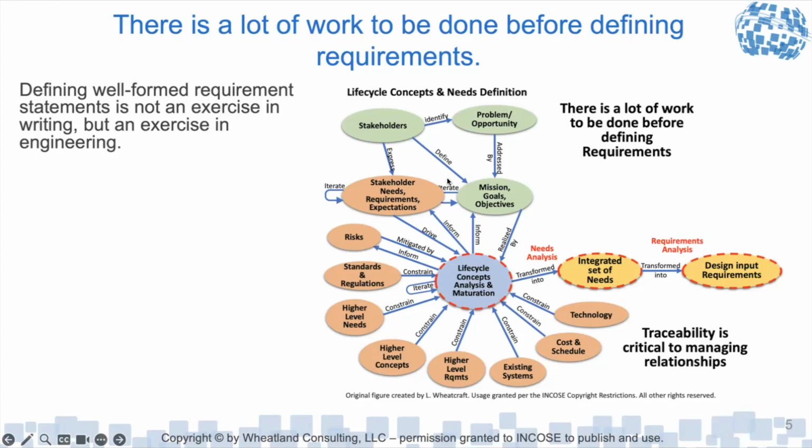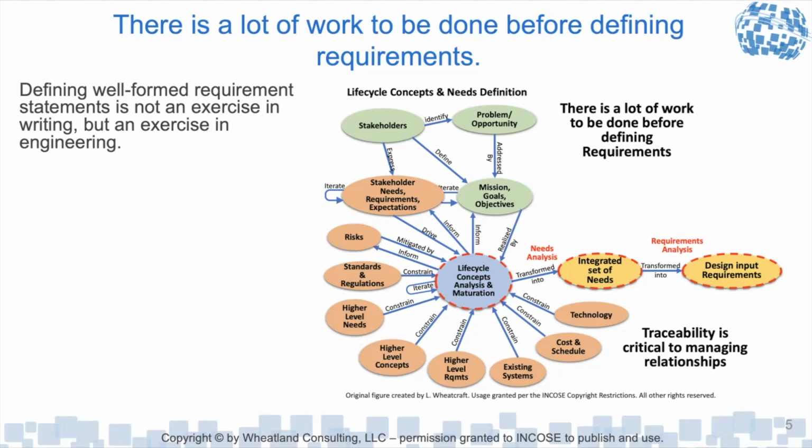So we have stakeholders, they define a problem and opportunity, mission goals and objectives. There's stakeholder needs and requirements that communicate their expectations. We have to consider the risk, what standards and regulations we have to be compliant with, higher level needs, higher level lifecycle concepts, and higher level requirements that could have been allocated to our system of interest.